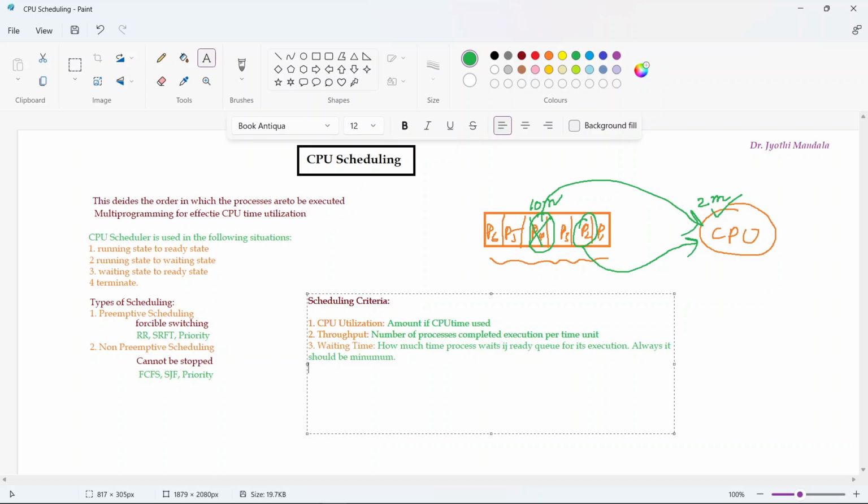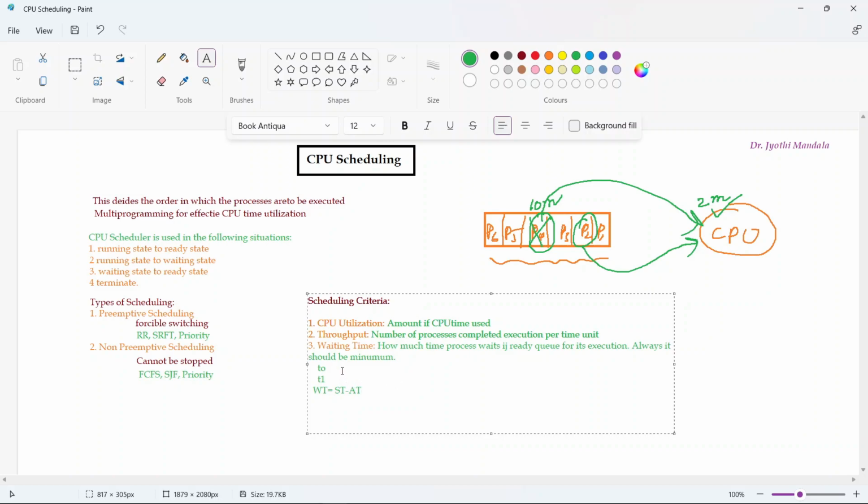Right, now let us consider one small example. Let us consider T0 is the time at which the process has been submitted into the ready queue, and let us consider T1 is the time at which it has started the execution. Now what is the waiting time? Waiting time can be given as: waiting time is equal to start time minus arrival time.